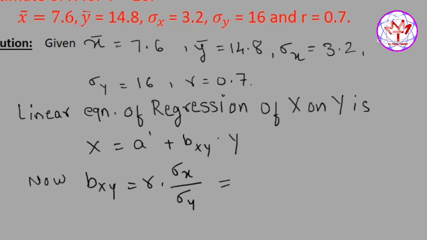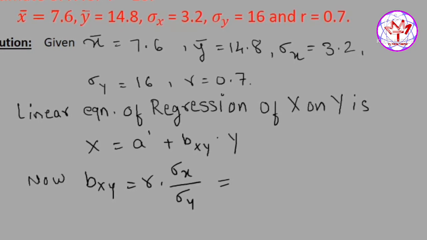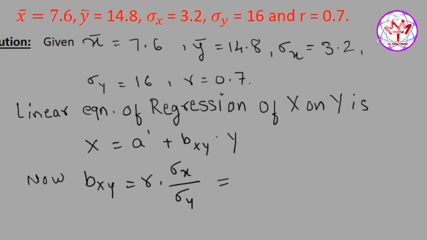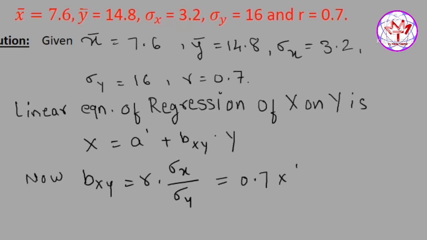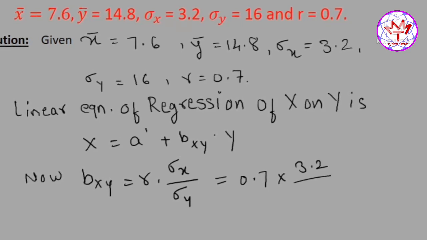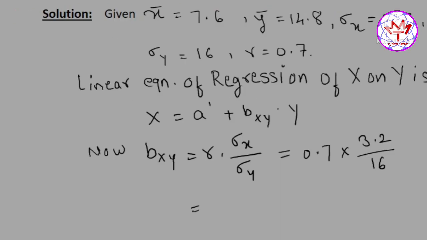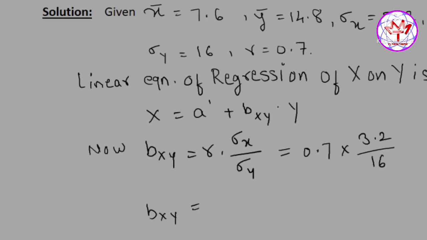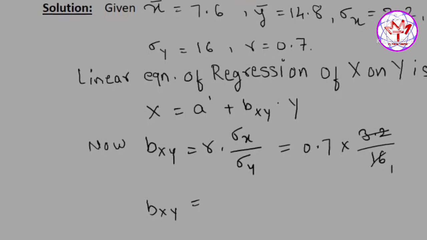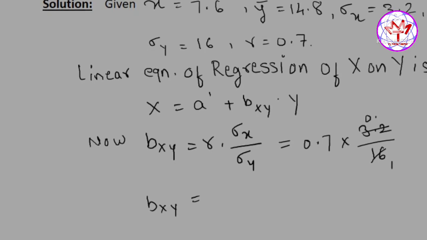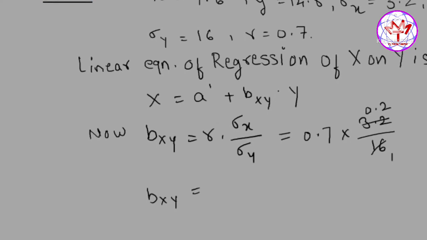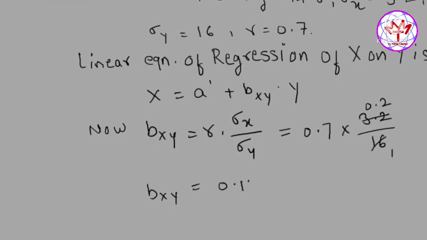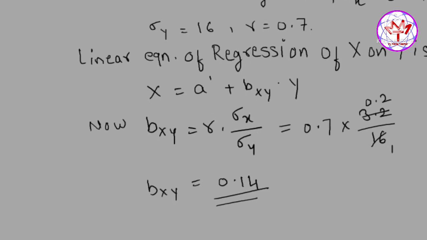So let us substitute the values of r, sigma x and sigma y. Now r is given as 0.7 into sigma x is 3.2 upon sigma y, that is 16. So we get bxy is equal to, here 16 ones are 16 and 16 twos are 32. So 0.2 you get over here. And 0.7 into 0.2 is equal to 0.14. This is the value of bxy.